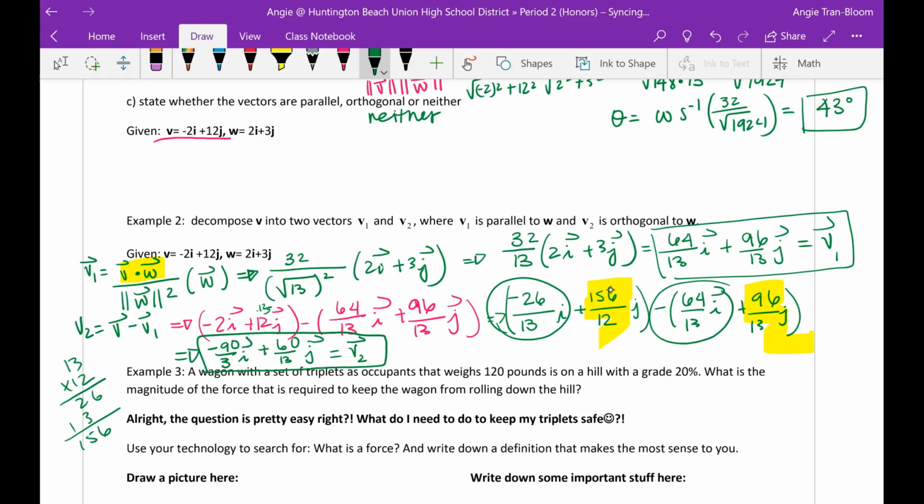So we took one vector V and we decomposed it, broke it into two vectors. If I take V1 and V2 and add them together, I should get the original V back. Now remember, V1 is what we call the projection of V onto W. Keep that in mind. That's going to come back again and again.